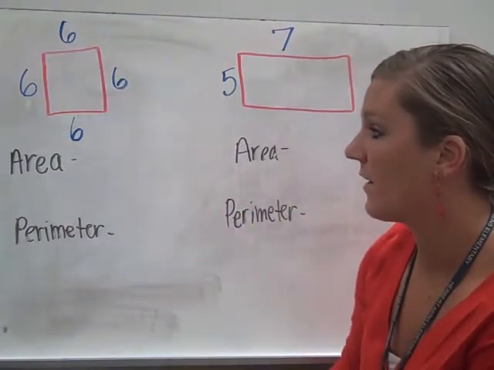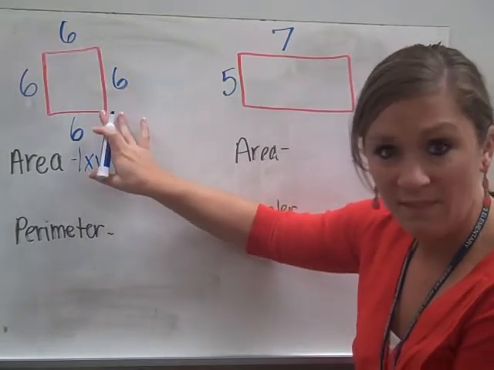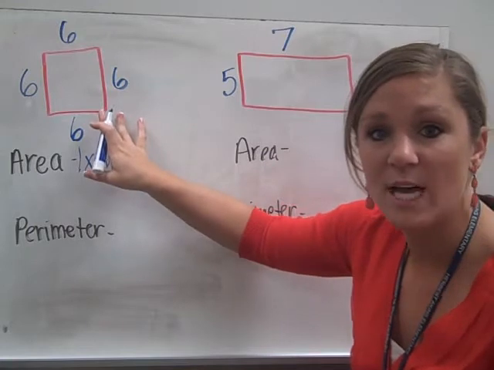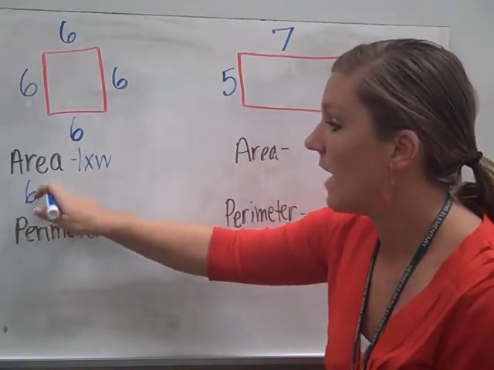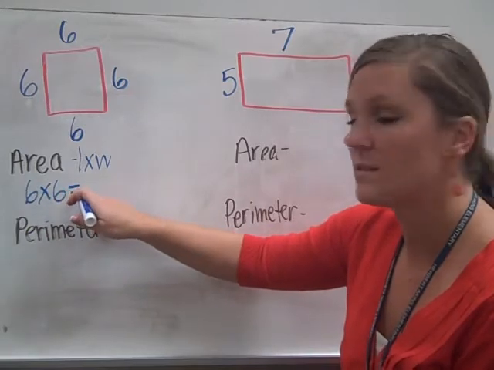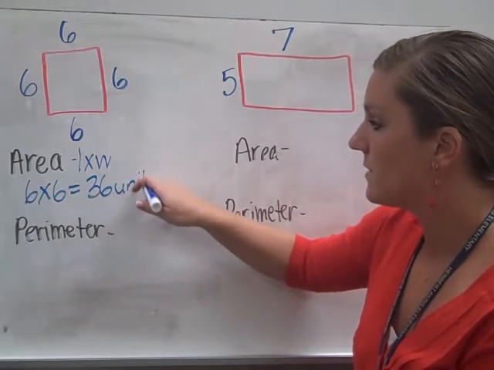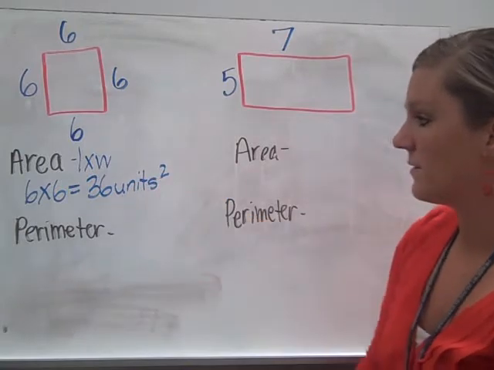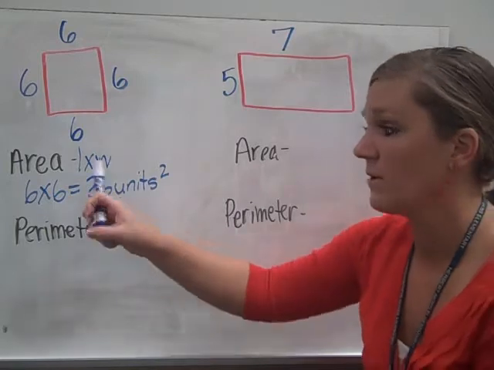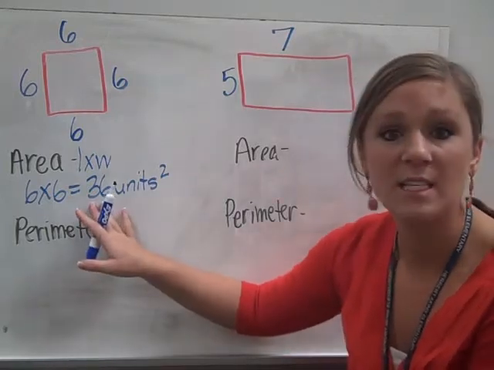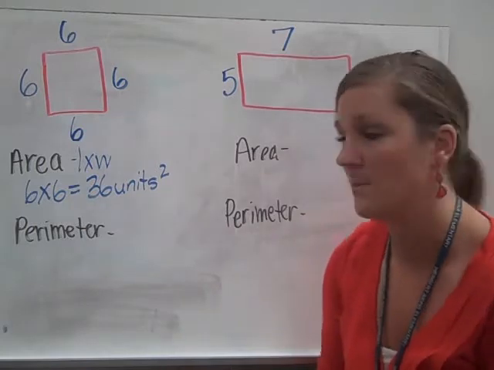So to find the area, I remember length times width. In this case, I'm just going to multiply 2 sides because they're all already equal. So 6 times 6 equals 36. And I'll just write units squared. Okay, you always give your answers in units squared for area. Don't just write 36 because nobody knows what that means. They don't know if you're giving an area or the perimeter.